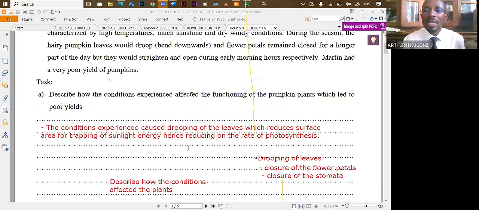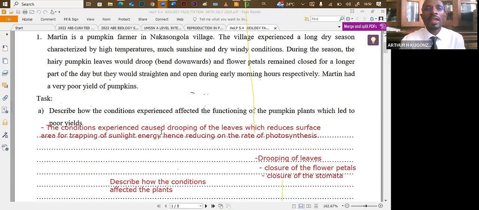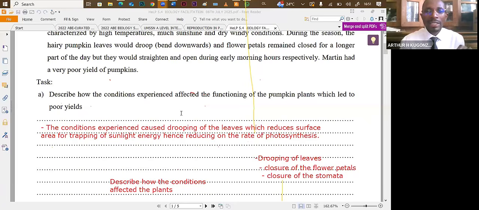Of course, plants behave differently, and conditions affect plants in different ways. But for this particular scenario, they have given you how these conditions, in particular in this village, affected the plants. So you do not carry in what you know about how plants are affected and think that that response is correct. All your responses should be pointed towards evidences given in the scenario.